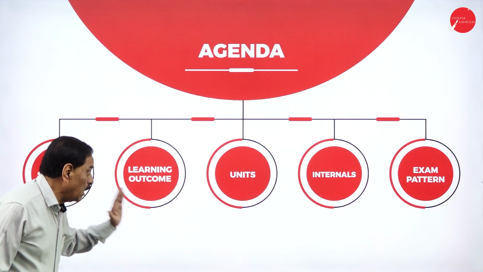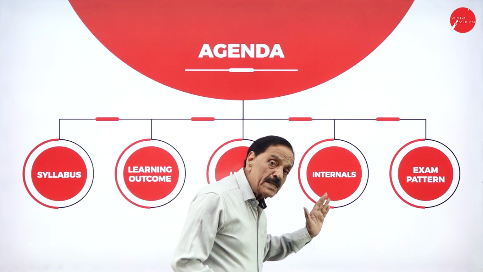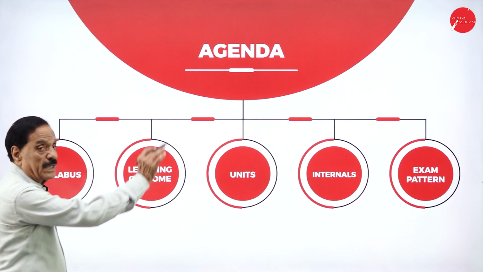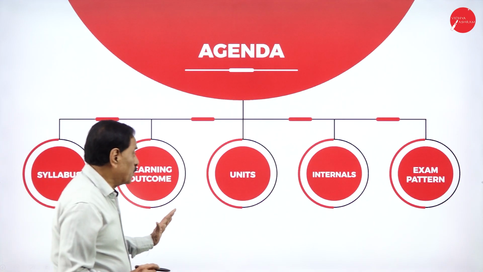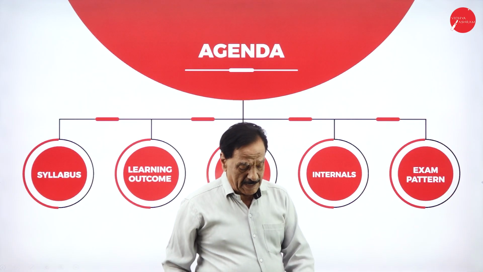What are the learning outcomes? How many units are there? How many internals we are going to conduct? What is the exam pattern? So, what is your agenda now? First is the syllabus, then learning outcome, units, internals, exam pattern.